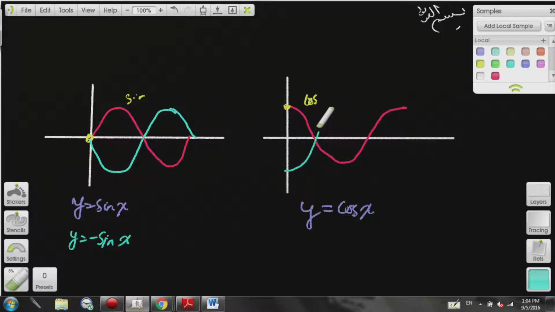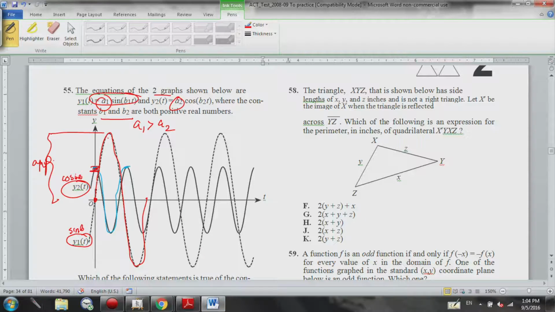Okay, it flips the graph. It's kind of like a mirror image. That's what it does. Since there's no flipping of these graphs, this looks like a basic sine curve, that looks like a basic cosine curve, that means they both have to be positive numbers, correct? So A gives you the amplitude and also whether or not the graph is flipped.